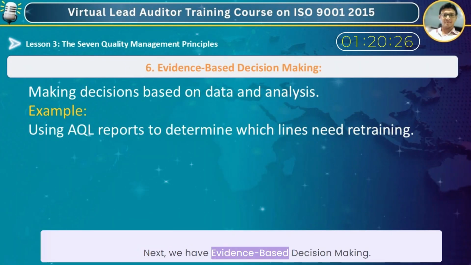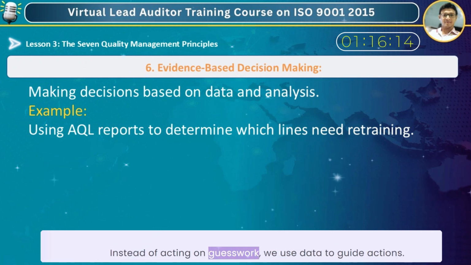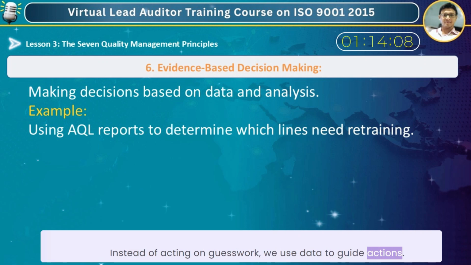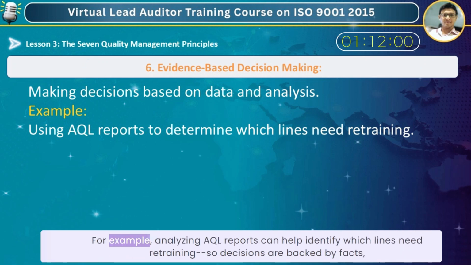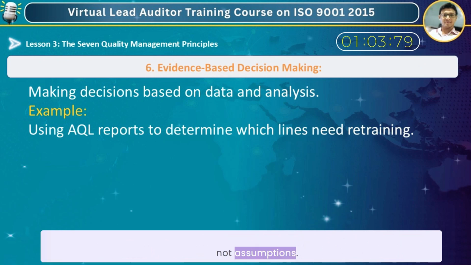Next, we have evidence-based decision-making. Instead of acting on guesswork, we use data to guide actions. For example, analyzing AQL reports can help identify which lines need retraining, so decisions are backed by facts, not assumptions.